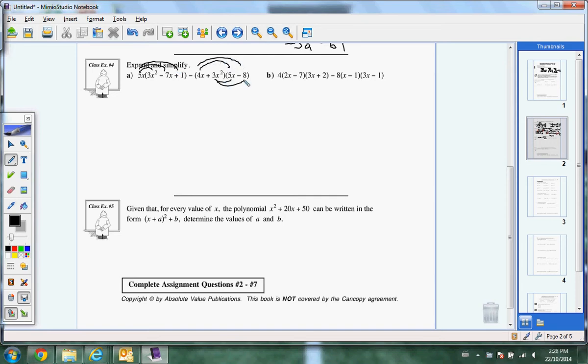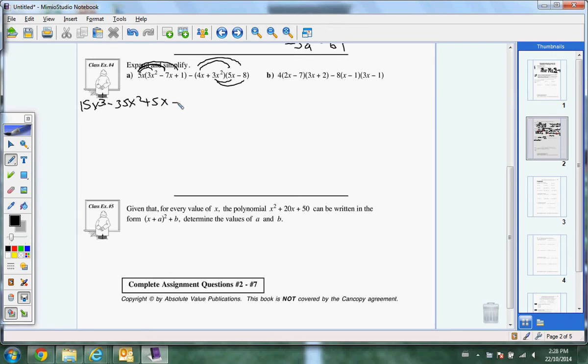Okay, so I'm going to distribute this one first. So what is 5x times 3x squared? 15x cubed. That's my first step. Now I'm going to go 5x times negative 7x for negative 35x squared. Good. And then 5x times 1, 5x. Perfect.